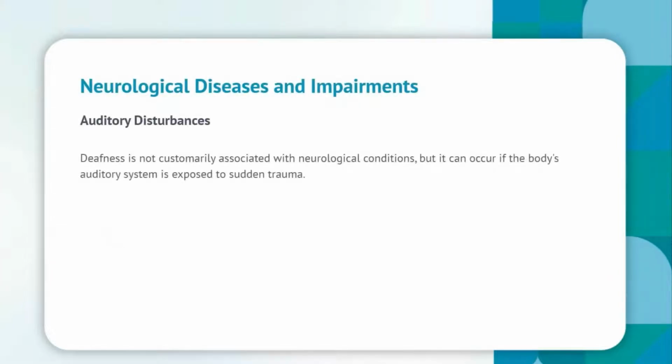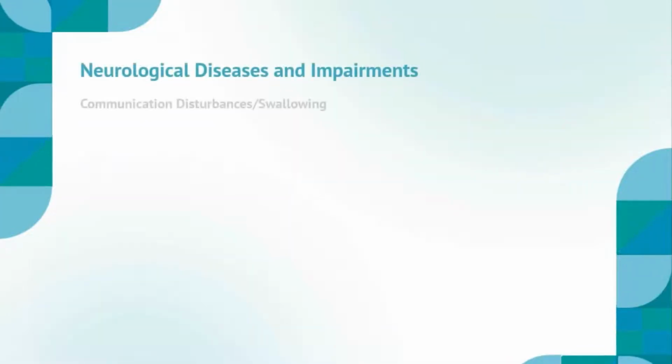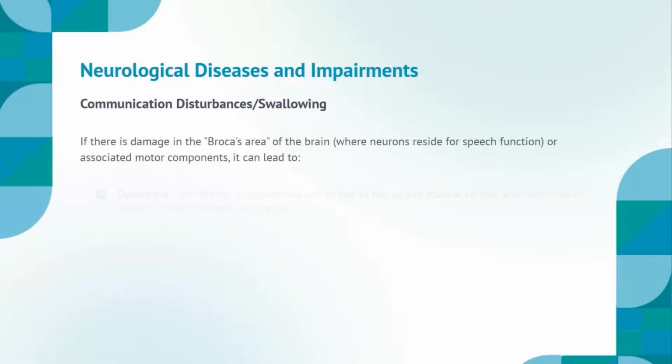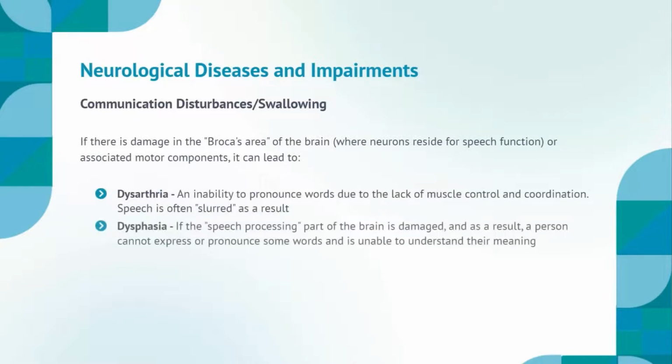Auditory disturbances. Deafness is not customarily associated with neurological conditions, but it can occur if the body's auditory system is exposed to sudden trauma. Communication disturbances or swallowing. If there is damage in the Broca's area of the brain, where neurons reside for speech function, or associated motor components, it can lead to dysarthria, an inability to pronounce words due to the lack of muscle control and coordination. Speech is often slurred as a result.